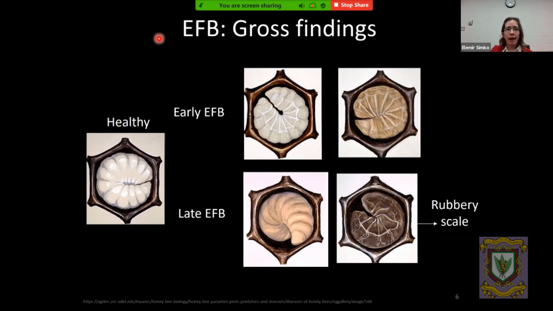Shown here in this diagram, the early stages of European foulbrood will be characterized by a discolored larva, which may have prominent tracheae, and gradually the larva will become more discolored. It may twist or form a corkscrew shape, and ultimately the larva will die, resulting in a rubbery scale. So it's important to mention that European foulbrood is typically a disease of open brood affecting the colony's larva, and death typically occurs prior to capping and prior to pupation.